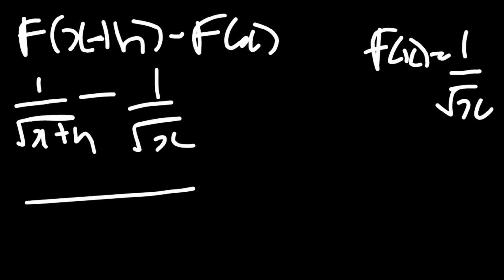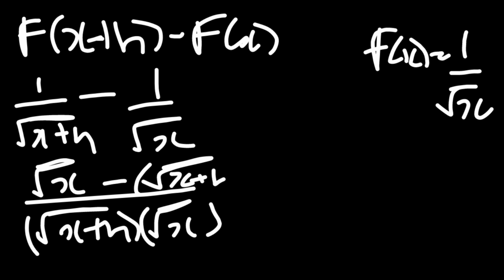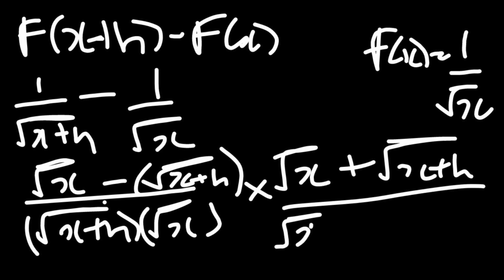Now, over here, we're going to take the LCM, square root of x plus h times square root of x. So over here, we're going to get square root of x minus square root of x plus h. So this is what we get. What do we do here? We rationalize this function, and we use the one at the top. So we're going to multiply this by square root of x plus square root of x plus h all over square root of x plus square root of x plus h.